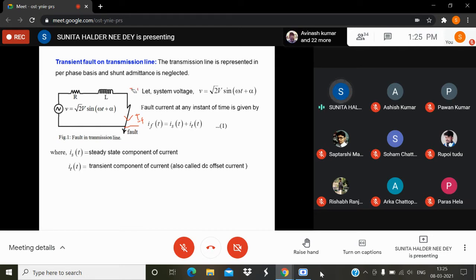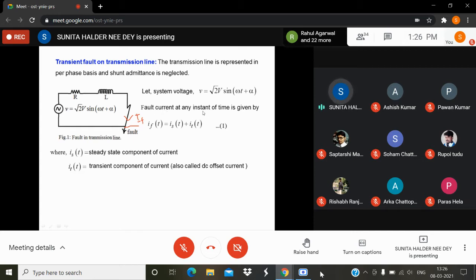Then it is simply a new RL circuit that is formed due to the fault. If the system voltage is root 2 V sin omega t, V obviously being the RMS value of the system, then root 2 V is the maximum value, the peak value of the voltage. It has some initial phase angle alpha. That means it is not the reference phasor; the reference phasor is something else. For example, if it is a sending end voltage, then the receiving end voltage is the reference phasor, so this voltage is leading the receiving end by angle alpha. So this is the system voltage.